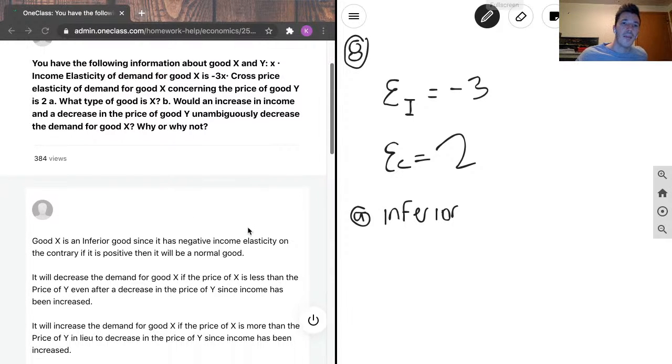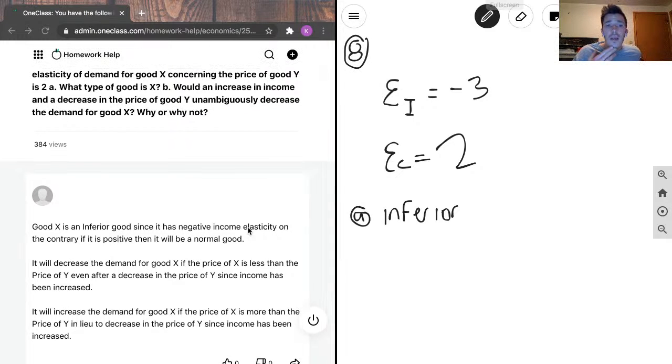B, would an increase in income and a decrease in the price of good Y unambiguously decrease the demand for good X? Well, why not? Our junior tutor has said that it will decrease the demand for good X if the price of X is less than the price of Y, even after a decrease in the price of Y, since income is increased. And lastly, why or why not? It will increase the demand for good X if the price of X is more than the price of Y, in lieu of a decrease in the price of Y, since income has been increased.